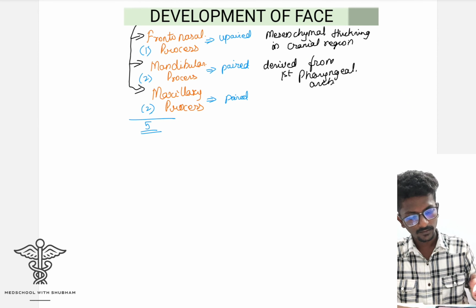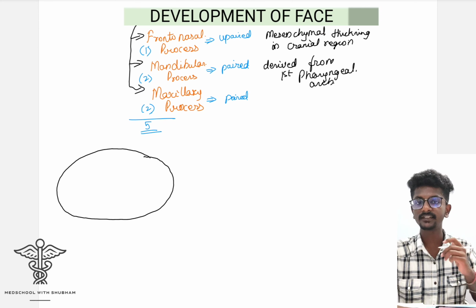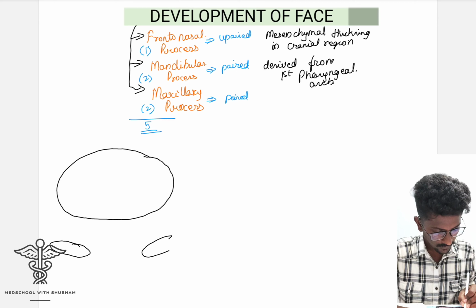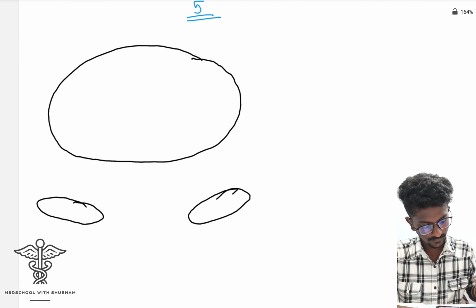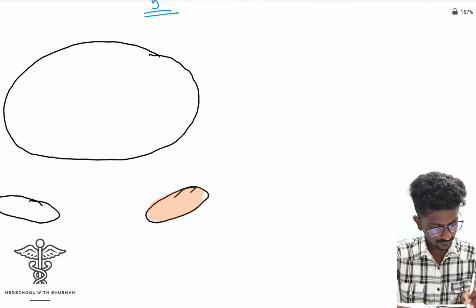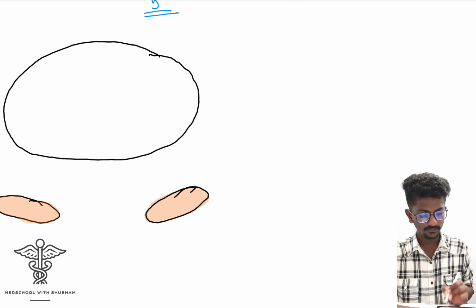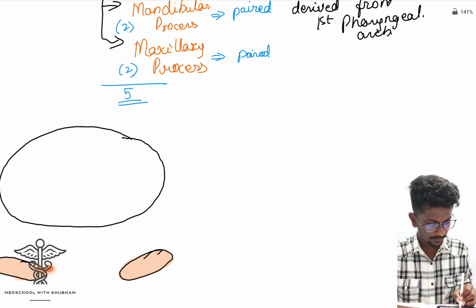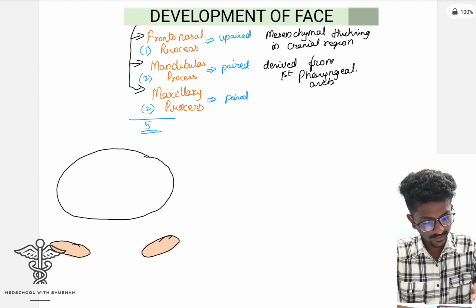Okay. Assume. So first I will draw this frontonasal process. So this is the frontonasal process, and these are 2 mandibular processes. The frontonasal process and 2 mandibular processes. Let me color it. So these are the 2 mandibular processes, and this white color is the frontonasal process. Now what will happen? These mandibular processes will start growing towards each other and fuse together to form an entire mandibular process. So now we'll get a structure in this way.